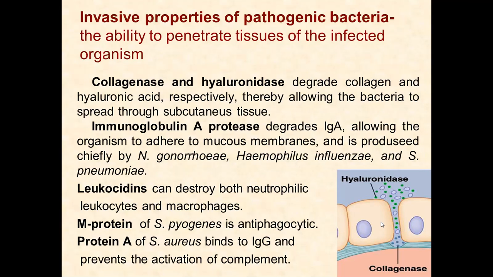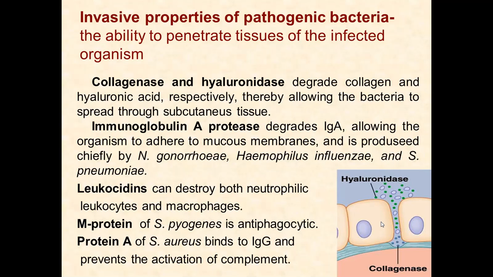Immunoglobulin A protease degrades immunoglobulin A at the surfaces of mucosa where it's normally present, and in this way allows the microorganism to adhere to mucous membranes. It's produced by many bacteria like Neisseria gonorrhoeae, Haemophilus influenzae, and Streptococcus pneumoniae.